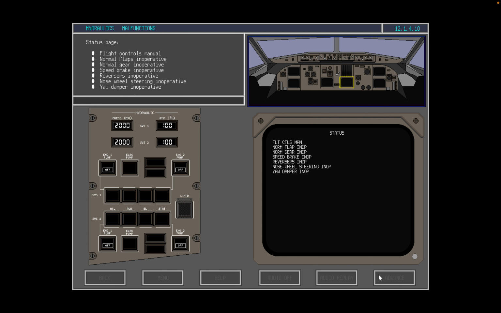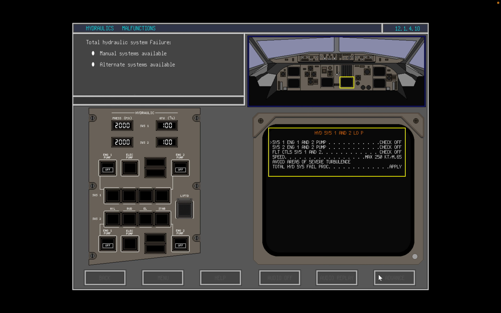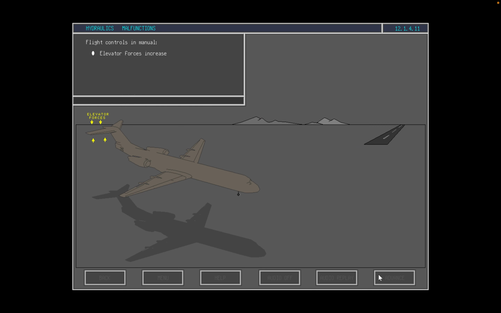The status page displays that the flight controls are on manual and that normal flaps, normal gear, speed brake, thrust reversers, nose wheel steering and the yaw damper are inoperative. In the event of a total hydraulic system failure, only the manual and alternate systems are operational. With flight controls in manual, elevator load feel increases.